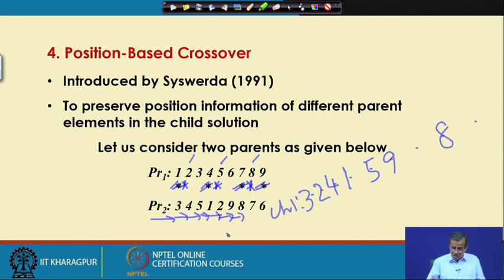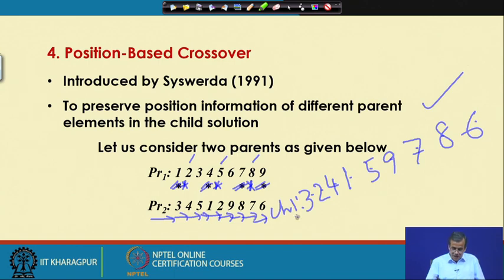Next is 8, 8 is already there. Next is 7. So, 7 is not here. So, let me put 7, and the last is 6. So, let me put 6 here. Now, you see 1, 2, 3, 4, 5, 6, 7, 8, 9. So, this is a valid child. Now, if you compare the child 1 which I got earlier and this particular child 1, they are different, because we have changed the star position.